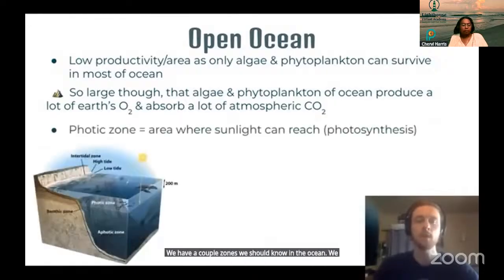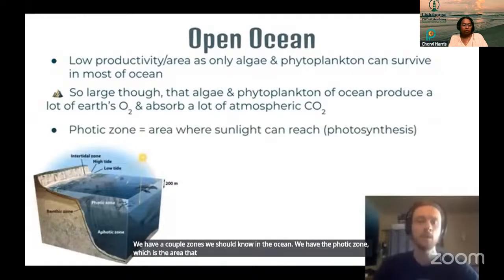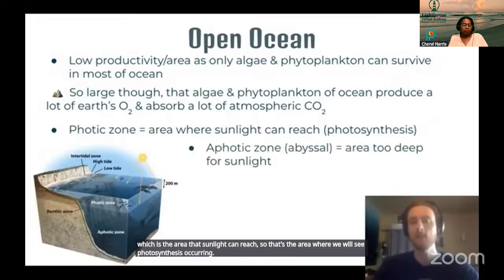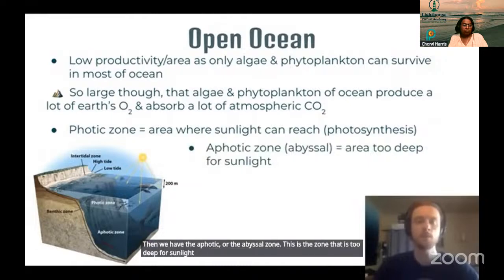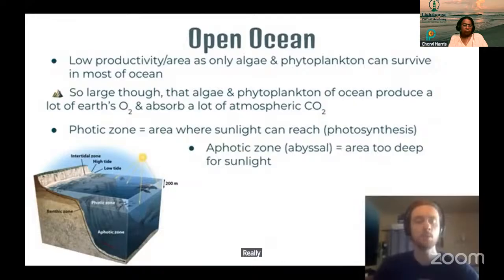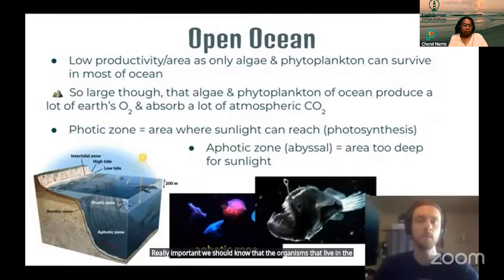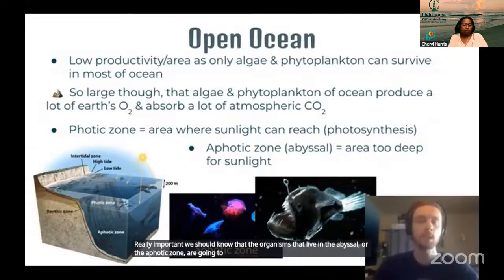We have the photic zone, which is the area that sunlight can reach. So that's the area where we will see photosynthesis occurring. Then we have the aphotic or the abyssal zone. This is the zone that is too deep for sunlight to reach, and so there's no photosynthesis occurring here. Really important, we should know that the organisms that live in the abyssal or the aphotic zone are going to need adaptations to survive there.